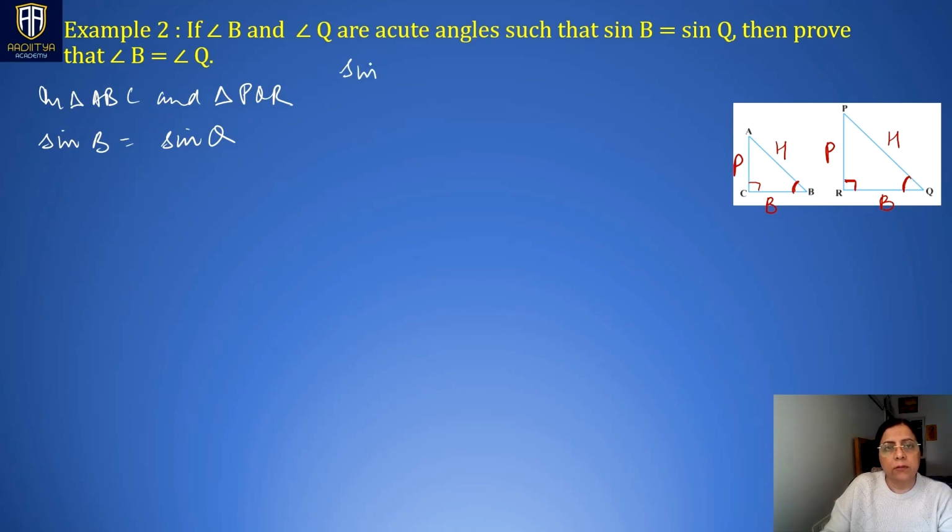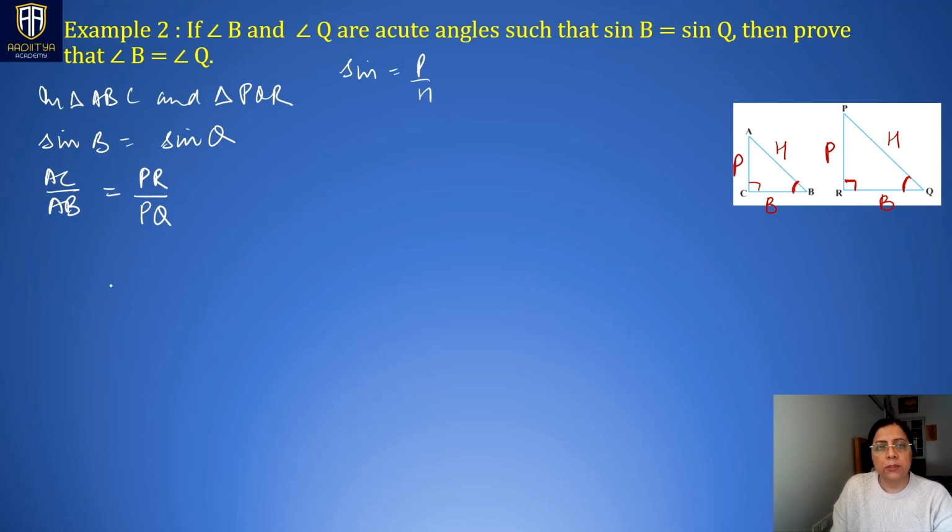So now, what is sine of B? Sine of any angle is equal to perpendicular upon hypotenuse. So in this case, sine of B is perpendicular AC upon hypotenuse AB. And sine Q is perpendicular upon hypotenuse. Here perpendicular is PR, PR upon hypotenuse, which is PQ. Right?